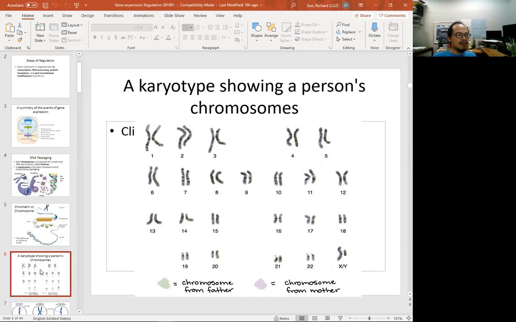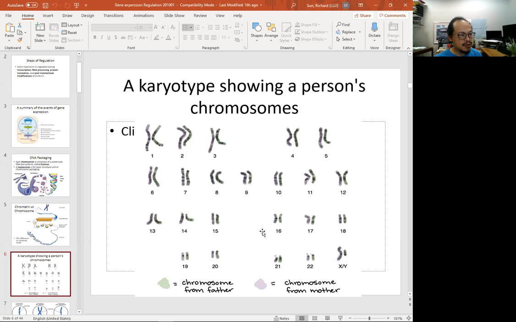And typically when we do chromosome imaging, this type of technique is called karyotype. In a karyotype, we will see the layout of the chromosomes, right? Because this is a less condensed structure. So this one is one chromosome.